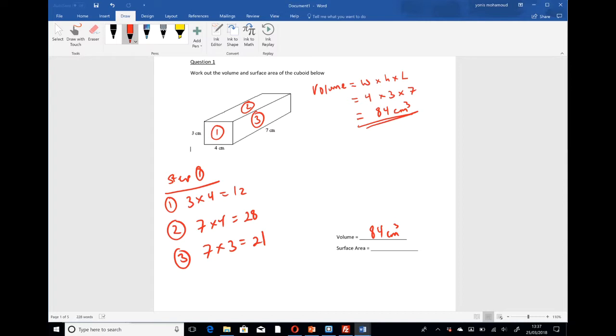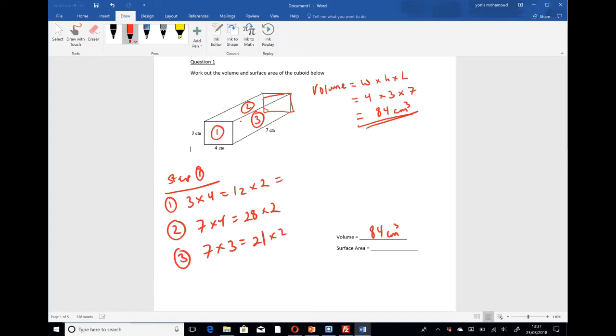Okay, so as established, we know that face 1 has the exact same area as the face on the other side. So we're essentially going to multiply that by 2. And similarly with face 2, it has the same area as the face at the bottom. So we can times that by 2. And then face 3, it has the area of the face on this side, which we can't see. So we're going to multiply that by 2 as well.